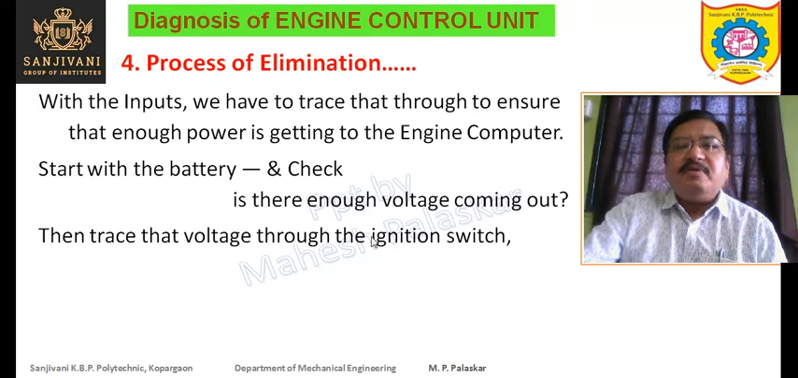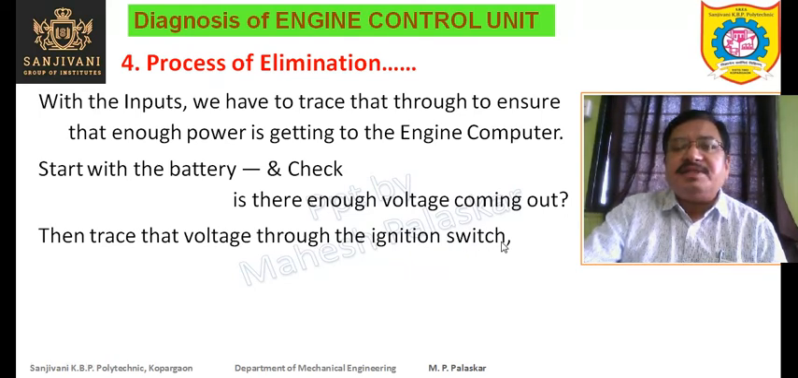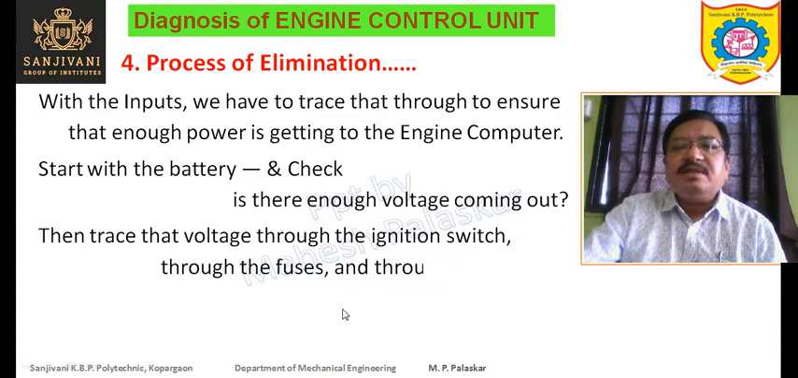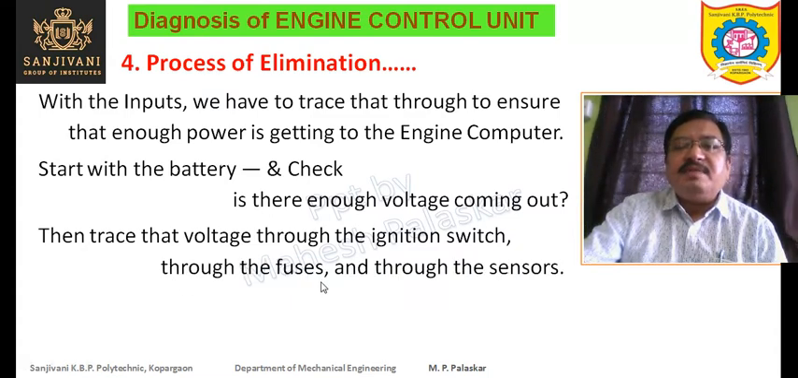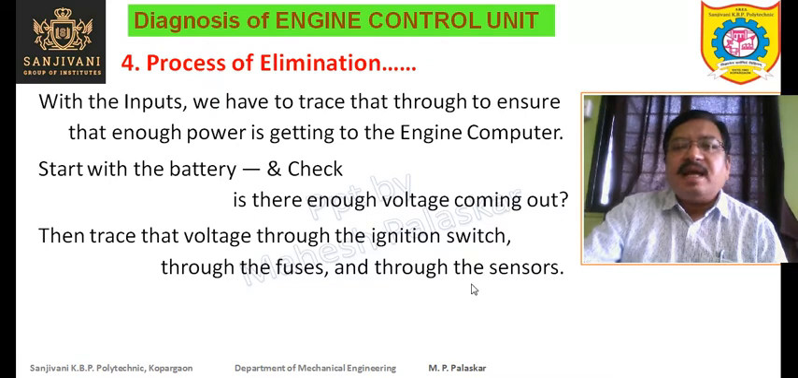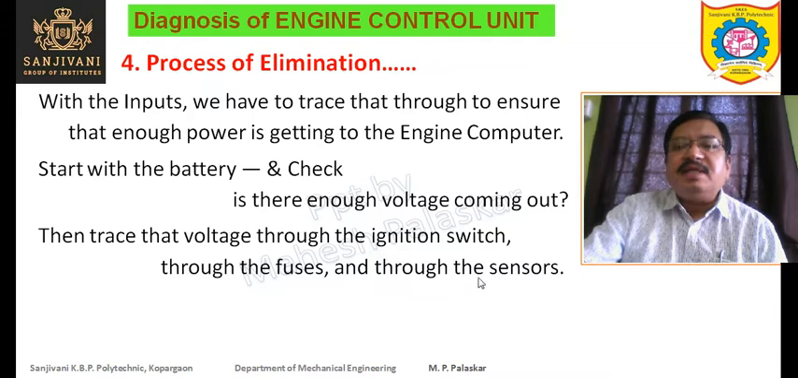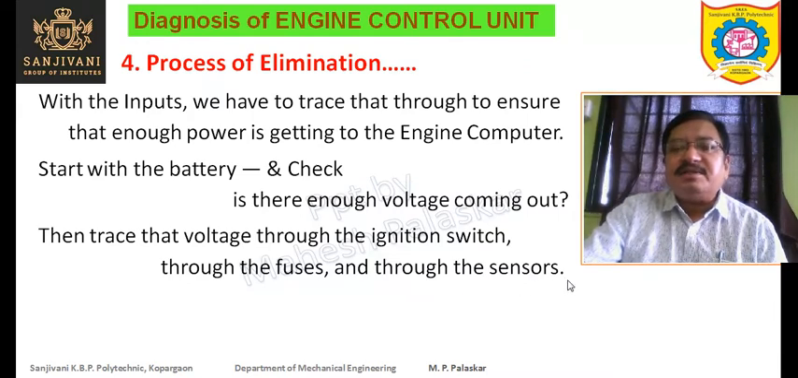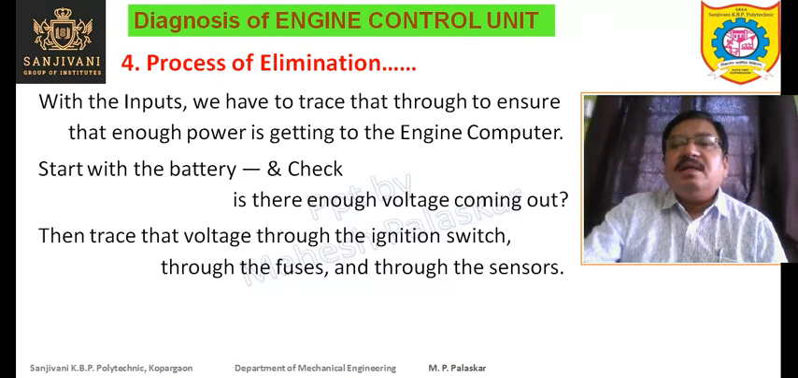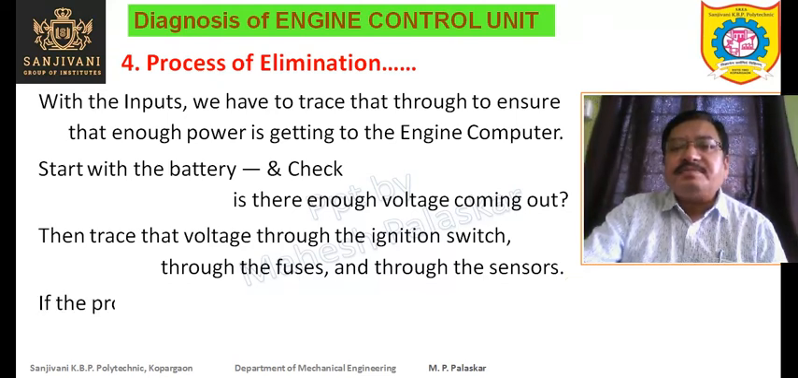Then trace that voltage through the ignition switch. The voltage should be traced through the ignition switch as well as through the fuses. The fuses should be checked, and the sensors should also be checked. So that voltage should be traced from the battery through the ignition switch, through the fuses, and through the sensors. So that is the input to the engine control unit.